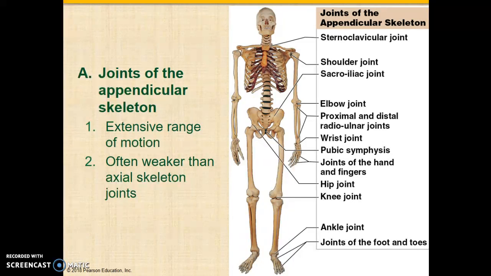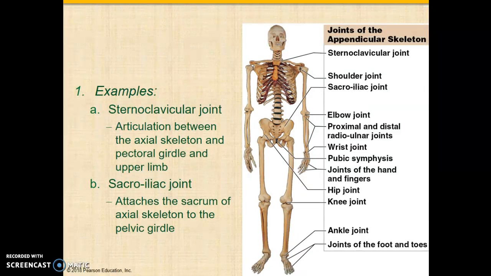Joints of the appendicular skeleton, on the other hand, have a very extensive range of motion, but are often weaker. Examples are the sternoclavicular joint, an articulation between the axial skeleton and the pectoral girdle and upper limb, and the sacroiliac joint, which attaches the sacrum of the axial skeleton to the pelvic girdle.